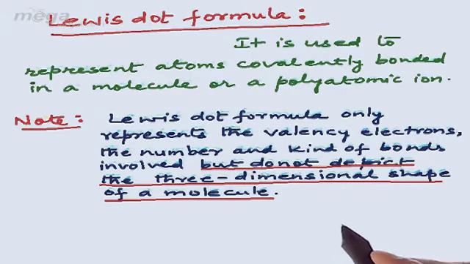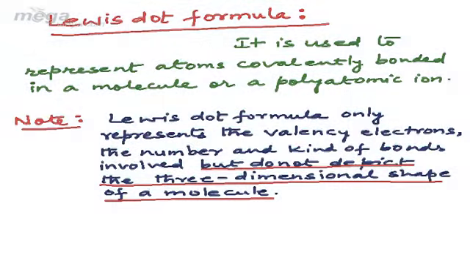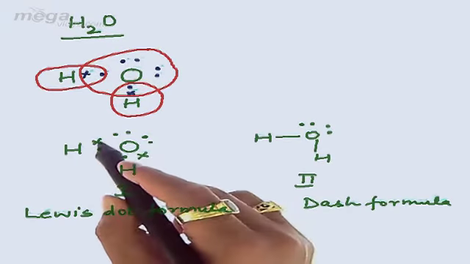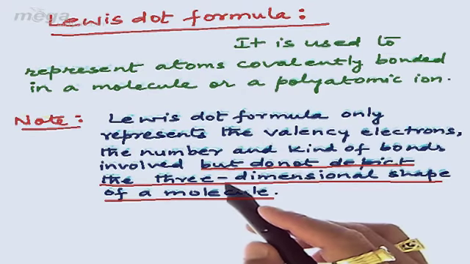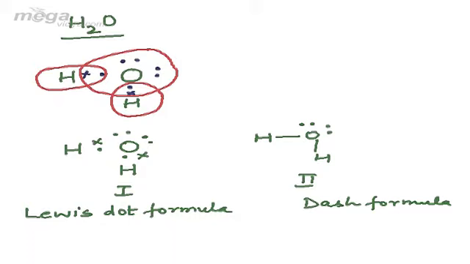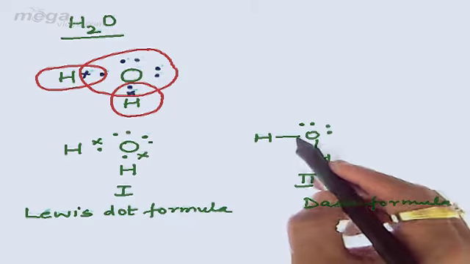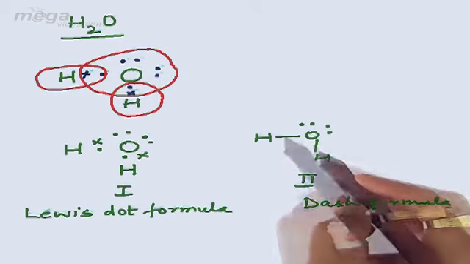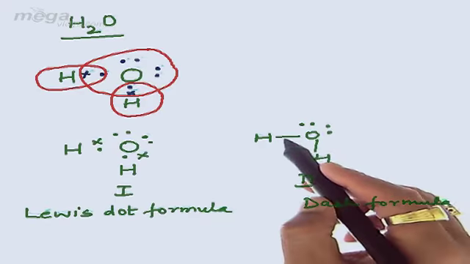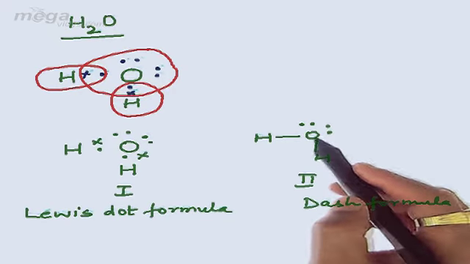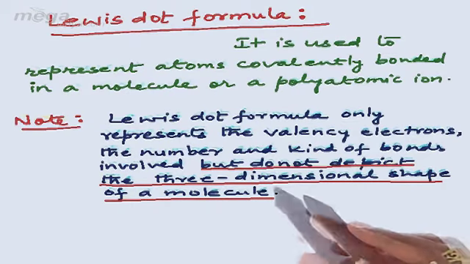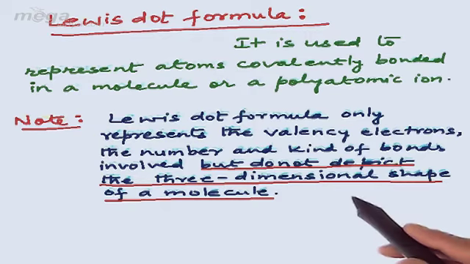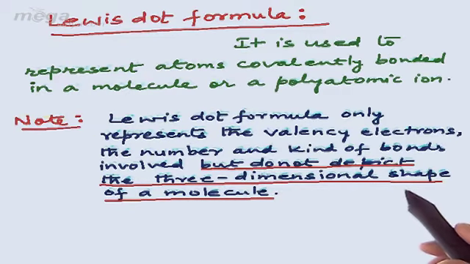The Lewis dot formula only represents the valency electrons, as we could see in the case of H2O, where we are only using the valency electrons of oxygen. It represents the kind of bonds and the number of bonds involved, as here in H2O we find the involvement of a covalent bond between O and H, that is the nature of bond, and we have got only one bond in each case. So the nature of bonding and number of bonds can be determined through the Lewis dot formula. But it is very important to notice that with the help of the Lewis dot formula we can never determine the three-dimensional shape or the geometry of a molecule.